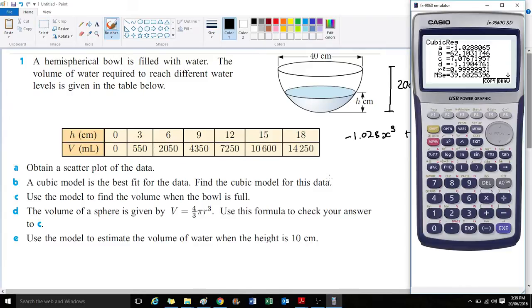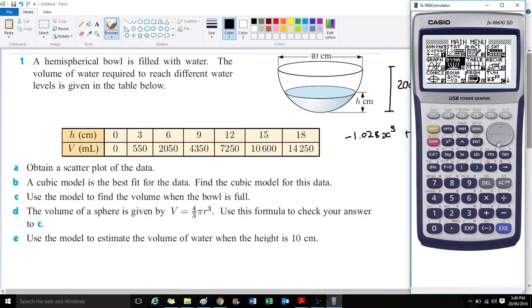Use the model to find the volume when the bowl is full. So what we're going to do is copy this model. We press copy and it opens up our graph function, and we just press execute to paste it in there. Now if I go back into my graph, that model should be there, and we can graph that. It does this all the time, it says condition error. Say exit, just press the cross arrow to go into it and it'll graph it for you. I don't know why, it's some silly error.